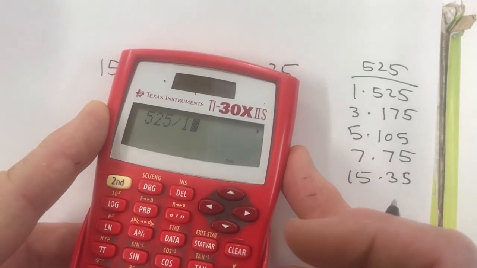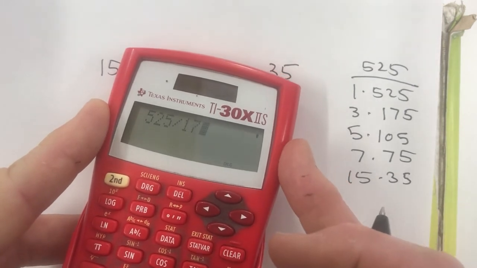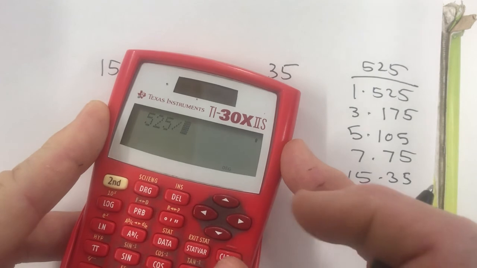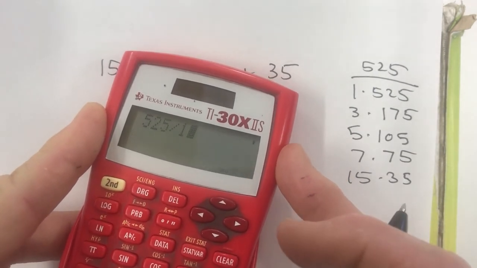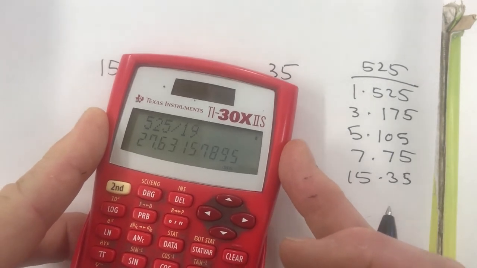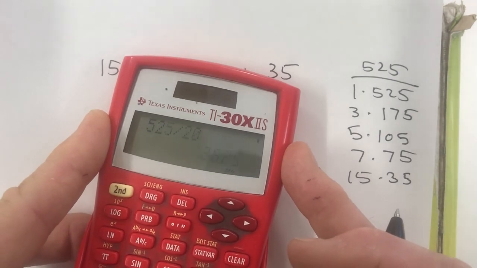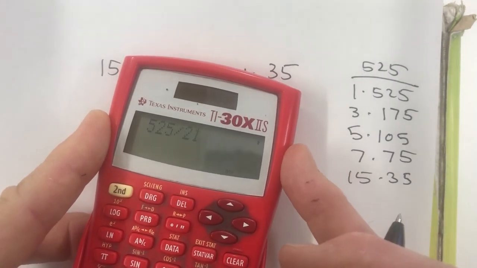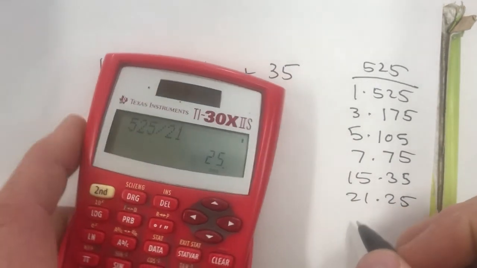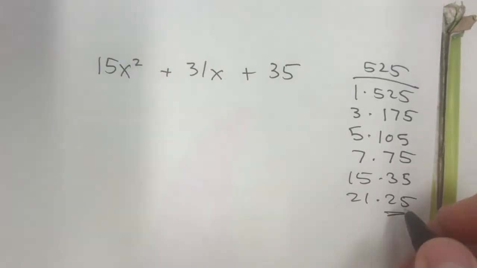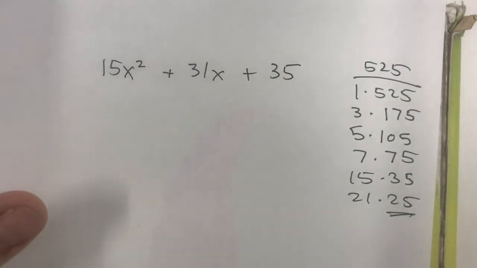525 divided by 16, nope, decimal. 525 divided by 17, nope. 525 divided by 18, nope. 525 divided by 19, nope. 525 divided by 20, nope. 525 divided by 21, there you go. 21 and 25. 22, 23, 24 won't work. 25 is right there, so that's all of them. Oh man, that was hard, wasn't it?